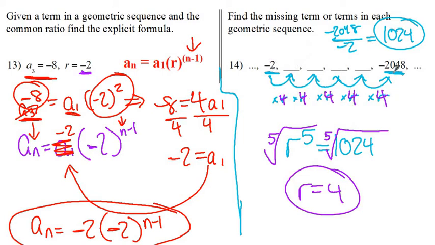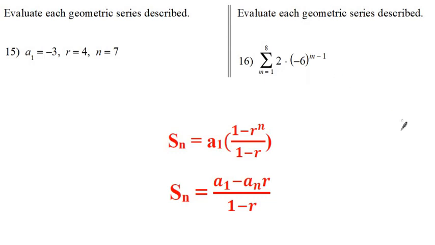And if we do this correctly, we should end up exactly on that number at the end. So negative 2 times 4 is negative 8, times 4 is negative 32, times 4 negative 128, times 4 negative 512, and negative 512 times 4 does in fact equal 2048. So that is how those are called geometric means, by the way, when you're finding the missing terms like that.